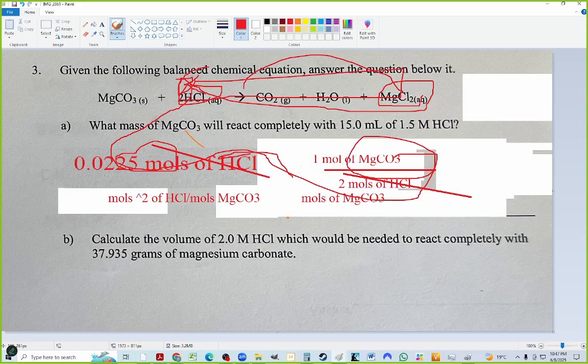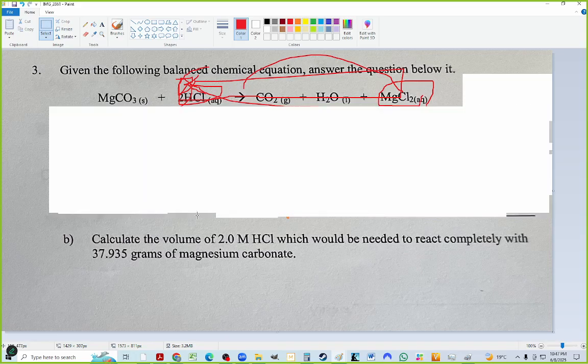So now we multiply by the molar mass, which I've got to find quickly. You can do that on your own time. You're completely correct. But we have a lot of questions to go through, right? Yeah, I agree.